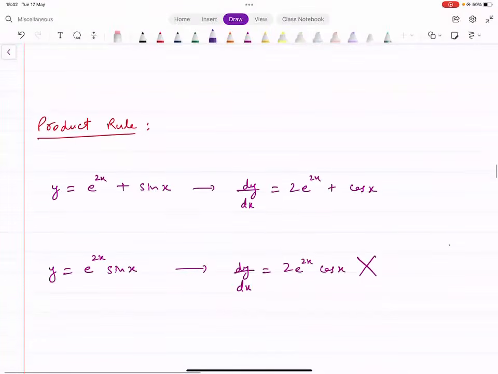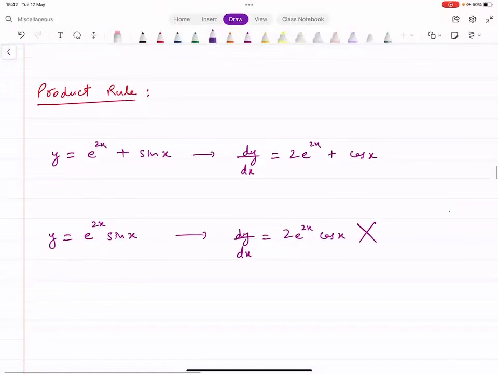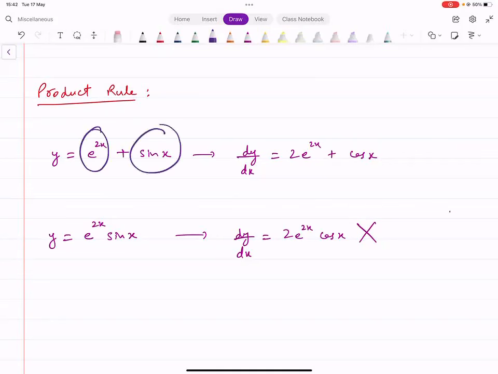Now, you don't always have single functions like that. You sometimes have functions being multiplied with each other. So if you had something like this, for instance, e raised to power 2x plus sin x, यहाँ पे plus/minus हो रहा है, आप इन दोनों को अलग-अलग differentiate कर सकते हो. You can differentiate e raised to power 2x separately and sin x separately. But if it's a product like this, now it's one single thing. ये पूरा का पूरा एक single term है.